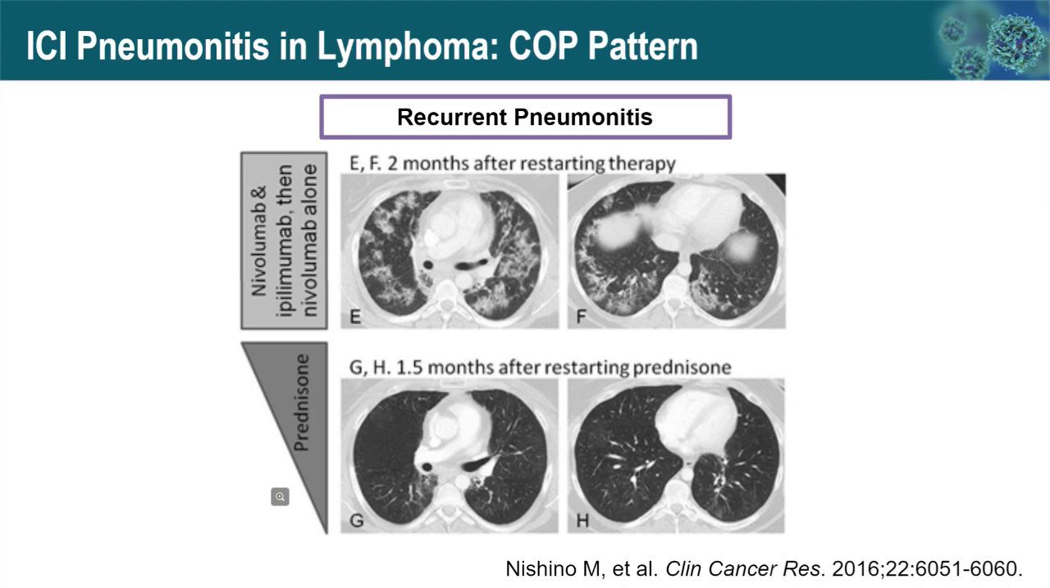Because pneumonitis responded well to prednisone, this nivolumab and ipilimumab therapy followed by nivolumab maintenance was resumed, and 2 months after restarting therapy, the patient developed this bilateral, more extensive consolidative opacities in multifocal distribution in both lungs, which is a recurrent pneumonitis due to restart of immunotherapy, again showing a COP pattern, but it's more extensive. The patient was again treated with prednisone, and 1.5 weeks after restarting prednisone, the majority of the abnormalities have decreased, showing good response to steroids.